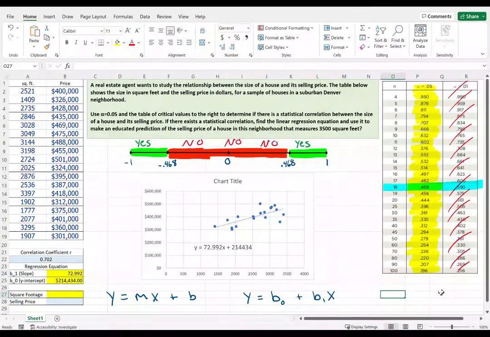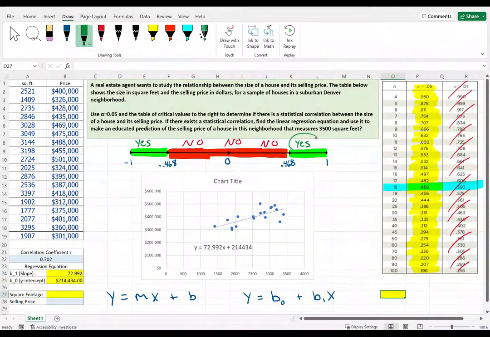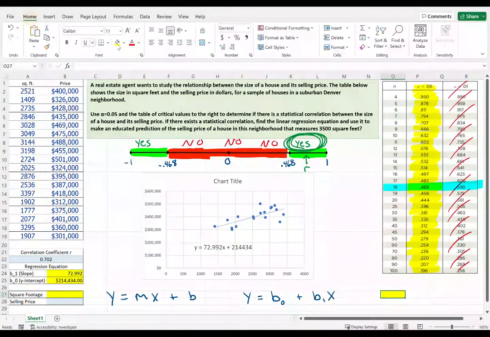All right, now for the last part of the problem, the prediction. So we've already said yes, there is a statistical correlation because the correlation coefficient was in that region above the critical value. So now we can make a prediction.